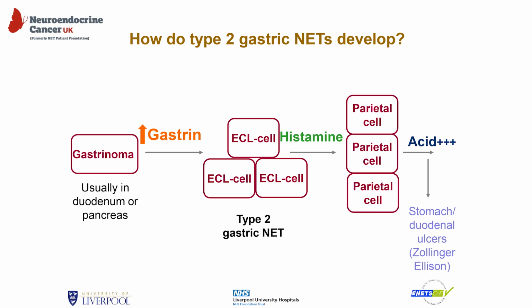But in this condition, the histamine that's produced by the ECL cells can still act on the parietal cells, which again increase in number and lead to the production of more and more acid. This acid production has other consequences. It can lead to the development of ulcers in the stomach, the duodenum, or even further down the small intestine. And this is a syndrome called Zollinger-Ellison syndrome.